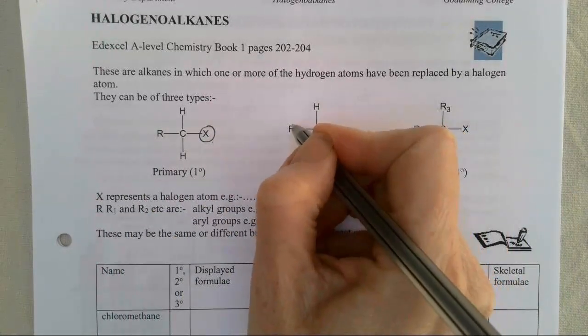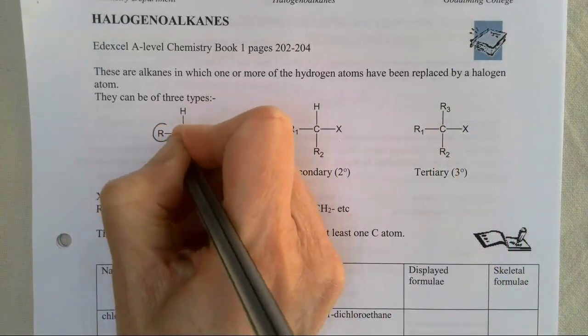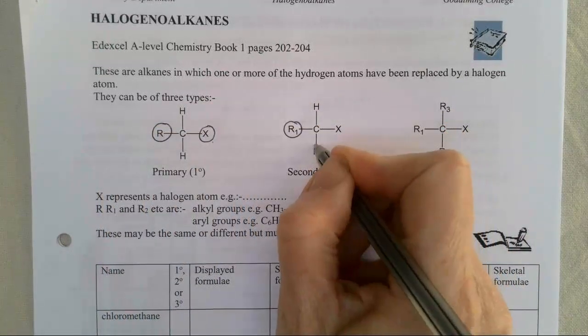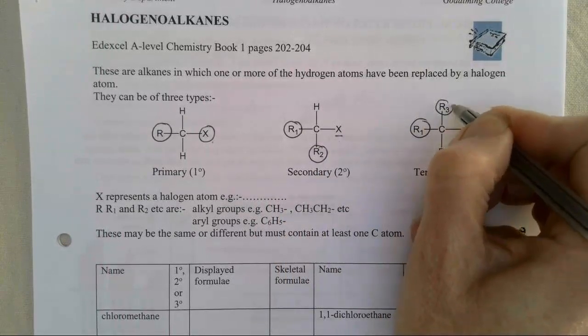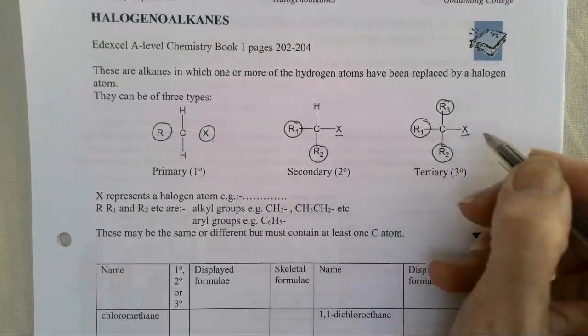In secondaries, we've got two R groups. That's my R group on that one. My two R groups and my halogen. And tertiaries have three R groups and my halogen.